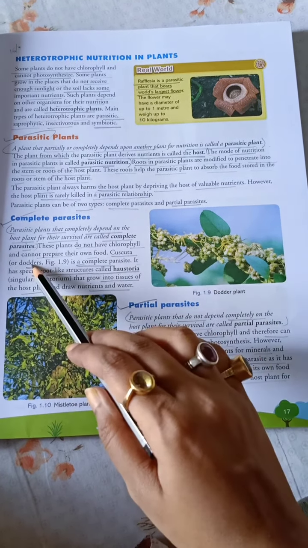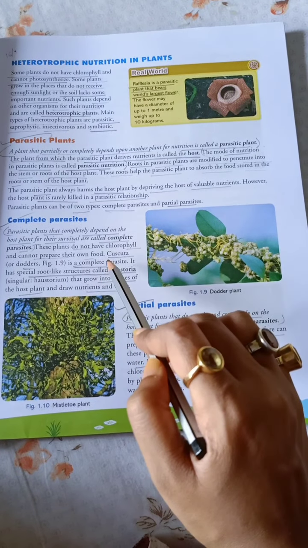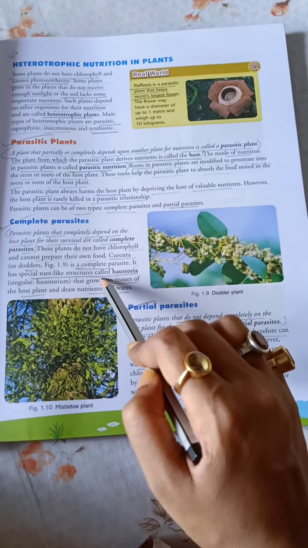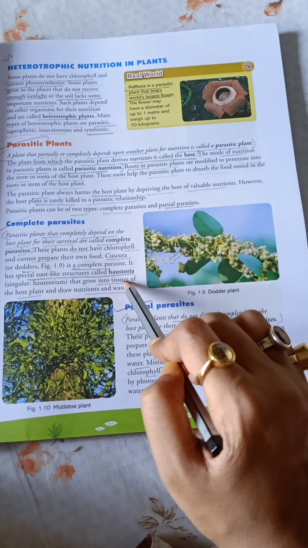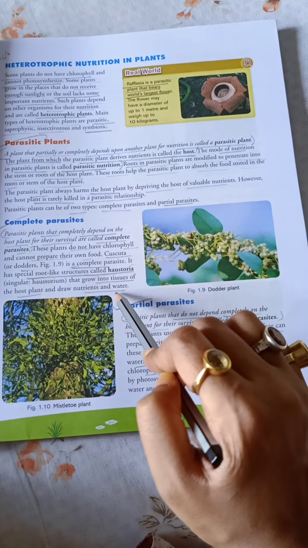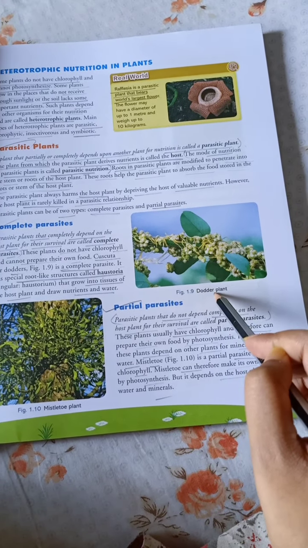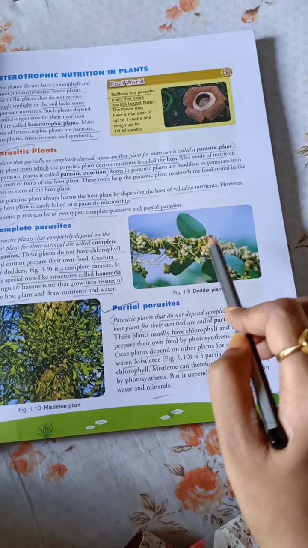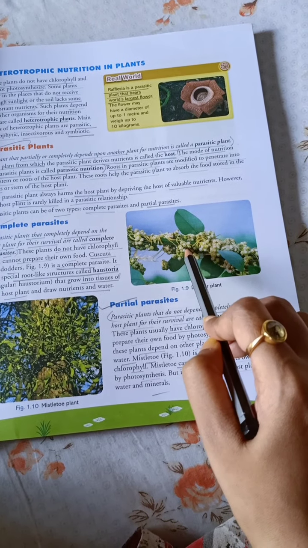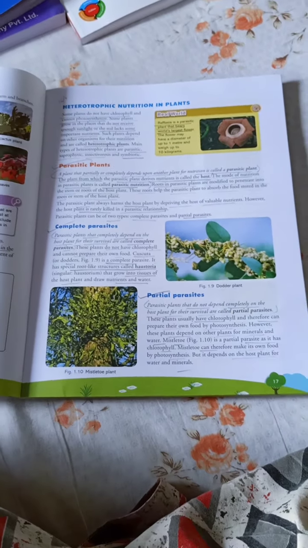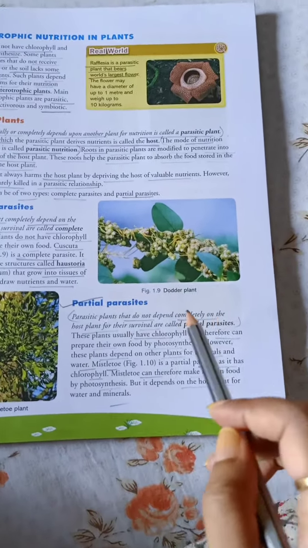Cuscuta, or dodder, is a complete parasite. It's an example of complete parasites, and it has a special root-like structure called haustoria that grows into the tissue of the host plant and draws nutrients and water. You can see the dodder plant wrapping the host plant, and from the host plant they are getting their necessary nutrients.